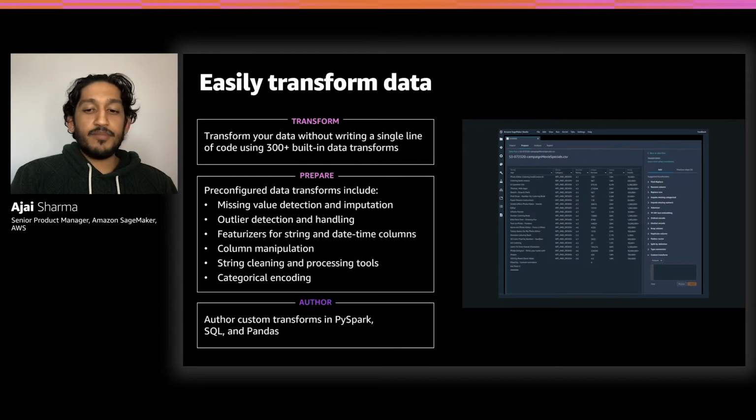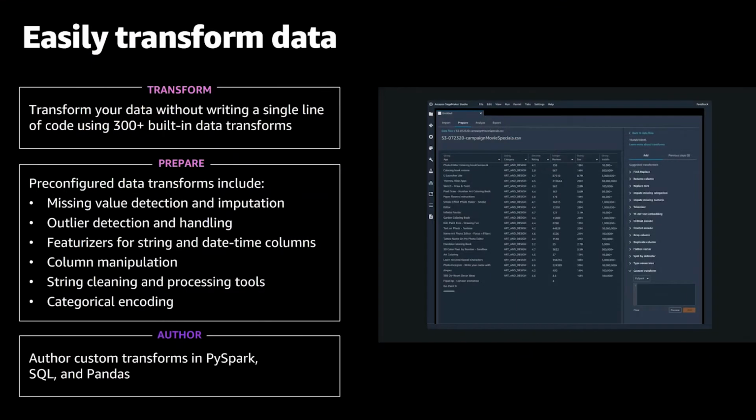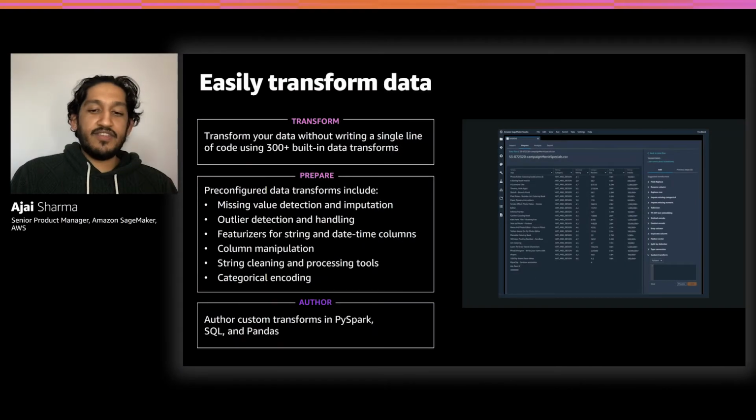SageMaker Data Wrangler comes pre-configured with over 300 transforms. These data transforms help you with a wide variety of data prep tasks, and the best part is you don't even need to write any code to be able to use them. I've rarely seen a dataset that didn't need you to handle missing data, so Data Wrangler helps you with that by providing a tool to help you fill in missing data.